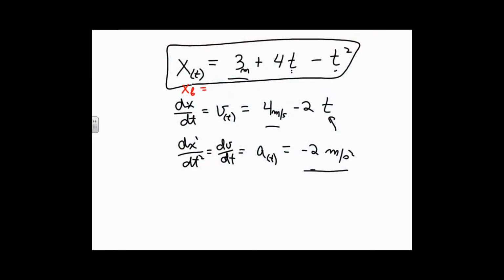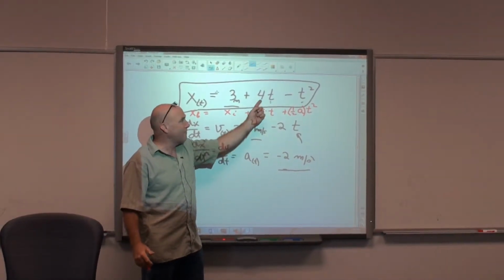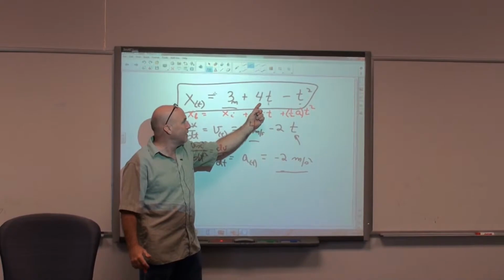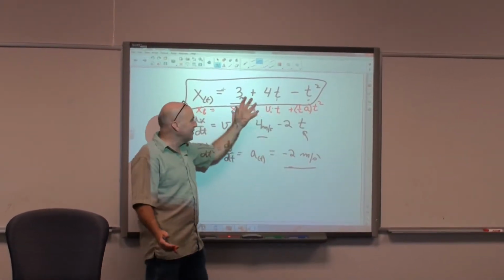X final equals X initial plus V initial times time plus 1/2 AT squared. 1/2 of A is -1. What number half of that is -1? -2. Isn't that sweet? You could look at the original equation and know where am I at t equals 0, how fast am I moving at t equals 0, and my acceleration. Isn't that cool?